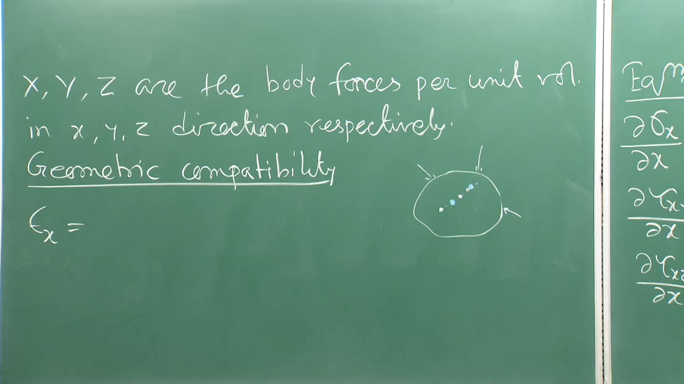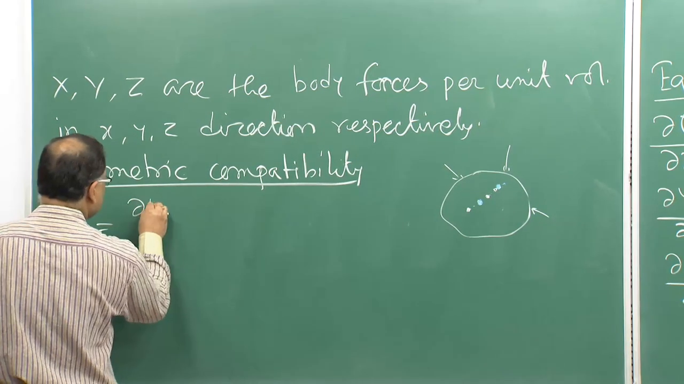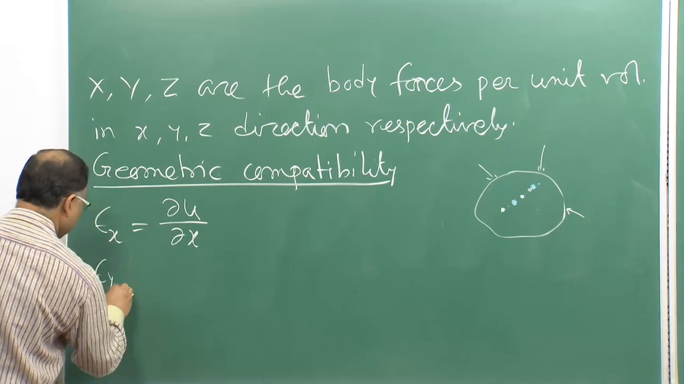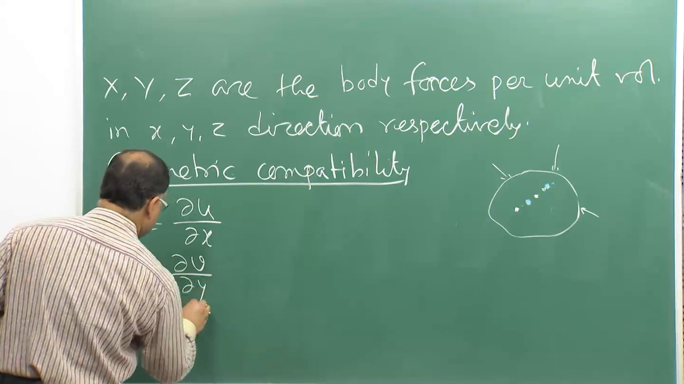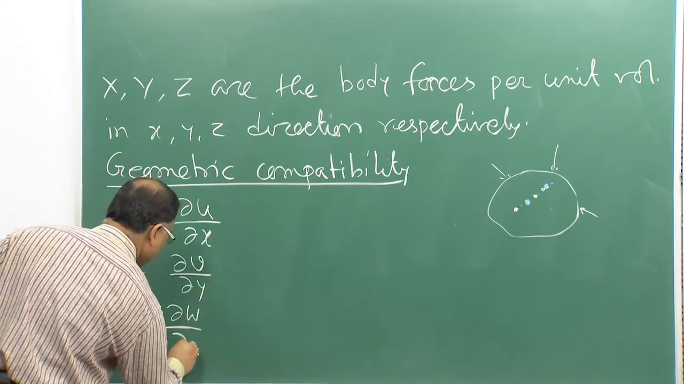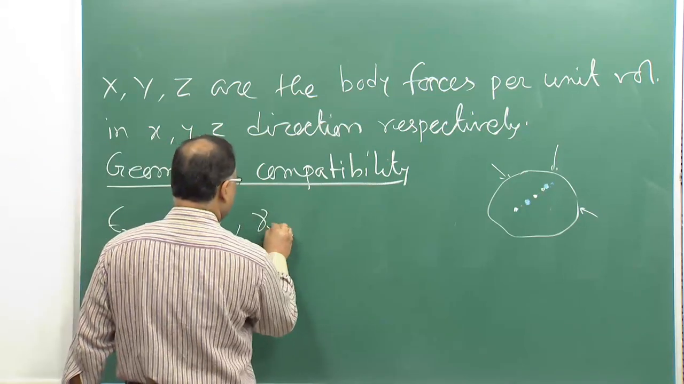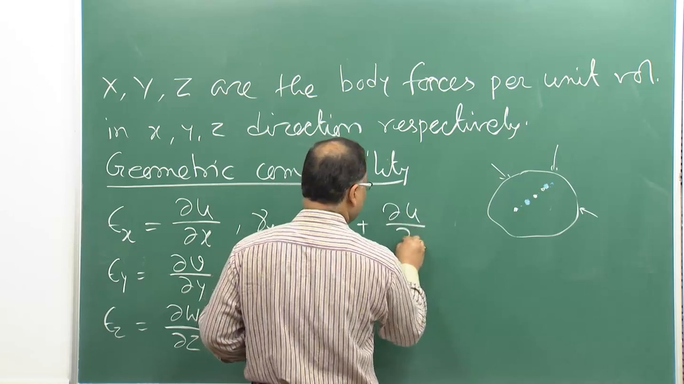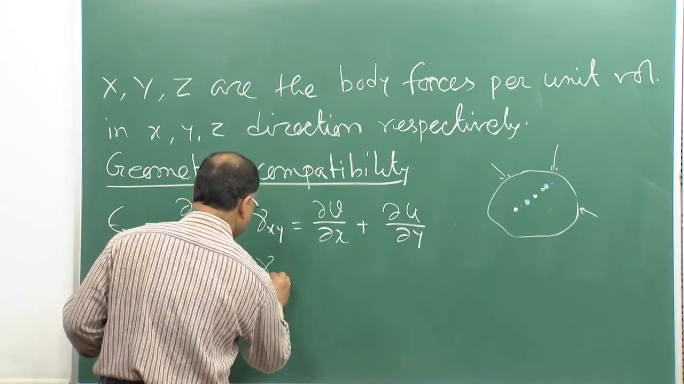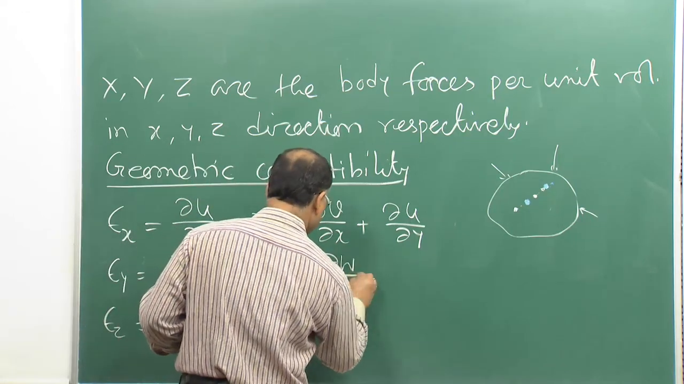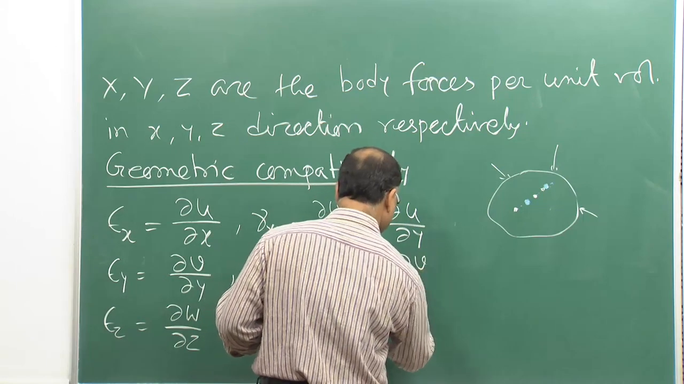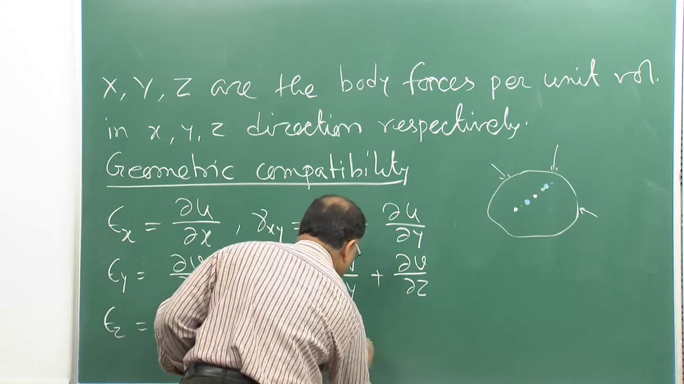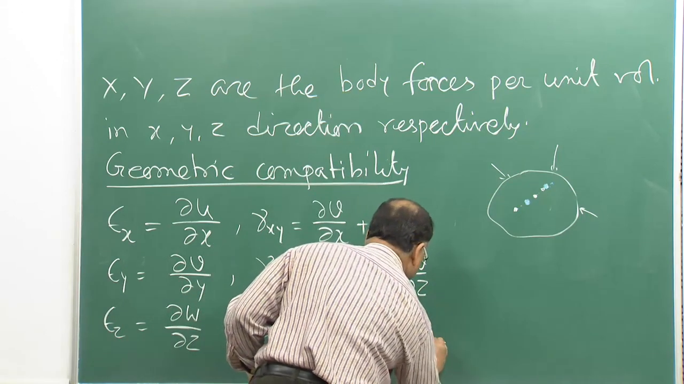So the geometric compatibility can be written in terms of the strain and the displacement, as already you have seen, already we have derived that epsilon x is del u by del x, epsilon y is del v by del y, and epsilon z is del w by del z, and similarly gamma xy equal to del v by del x plus del u by del y, gamma yz equal to del w by del y plus del v by del z, and gamma zx is equal to del u by del z plus del w by del x.